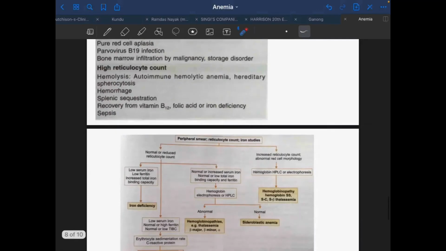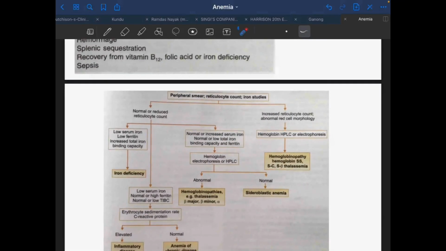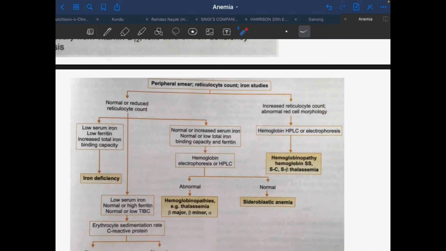Now we will come to the approach to diagnosis, that is the flowcharts which we have to learn. There are 3 flowcharts which we have to know here. Let's begin with the investigation of peripheral smear. Along with those blood investigations, we also do peripheral smears, where we see the different types of RBCs.